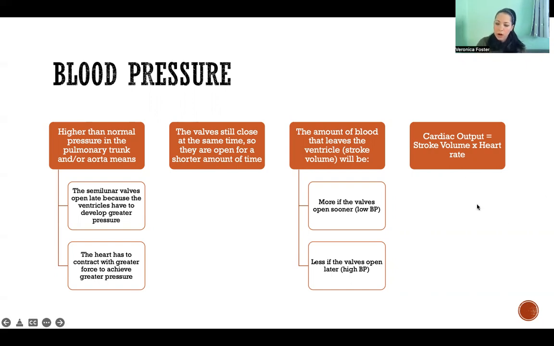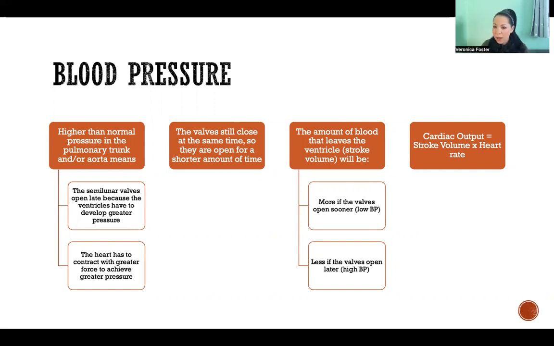So as a reminder, cardiac output, so the amount of blood that we are sending out to the body per minute, we calculate that by multiplying stroke volume times heart rate. So if our stroke volume is low because the valves are opening late and we're not ejecting as much blood per beat, then to achieve the same amount of cardiac output, so if we need to achieve the same amount of blood flow to the body, then our heart rate has to go up to make up for the low stroke volume.